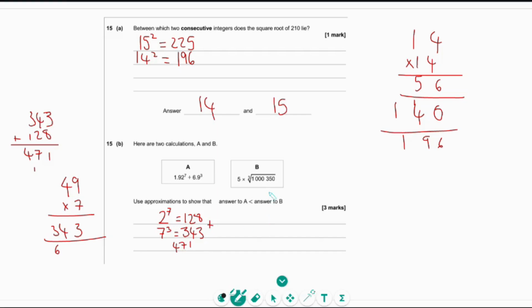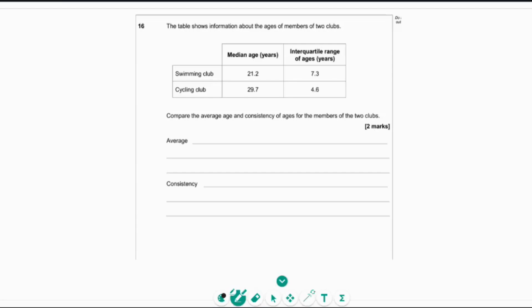Cube root of, I'm going to round this number to 1,000,000, to one significant figure. So cube root of 1,000 is 10. Cube root of 1,000,000 must be 100, right? Because 100 times 100 times 100 will give you 1,000,000. Oh, times 5. Didn't see that there. Gives you 500. Right, this works out now. 471 is less than 500. So we have used approximations to show that.